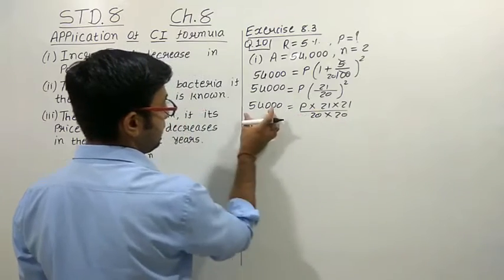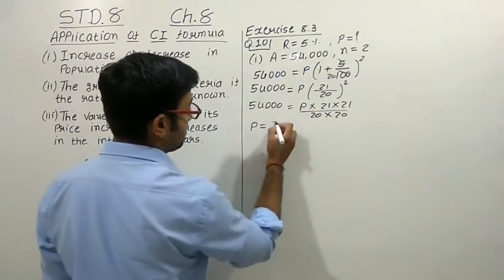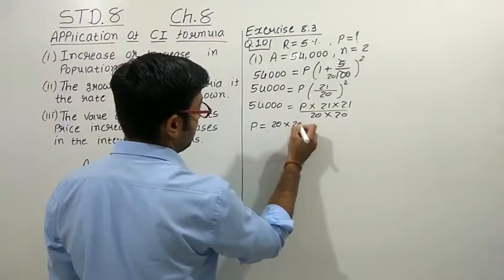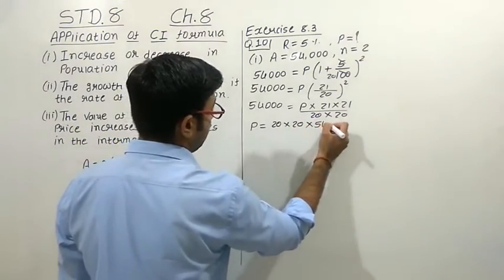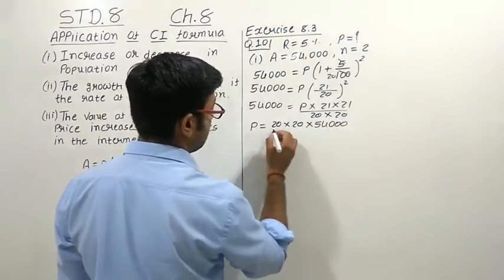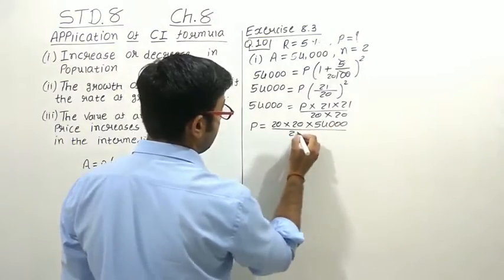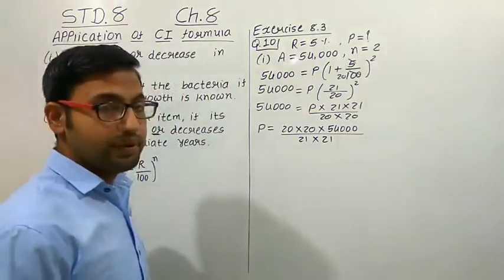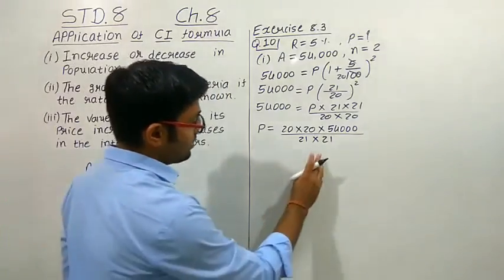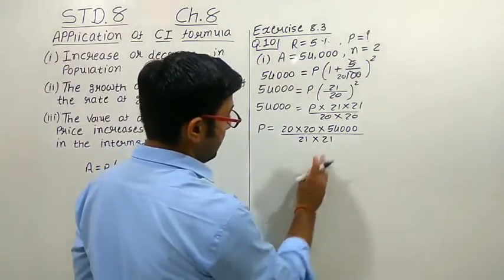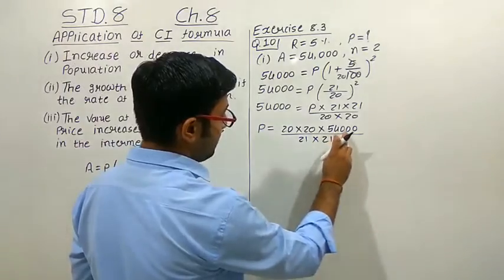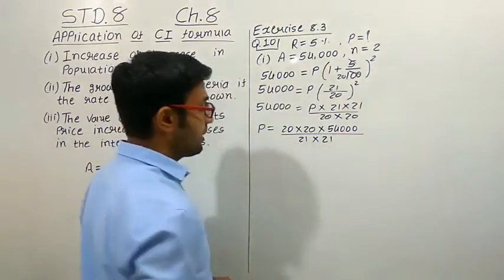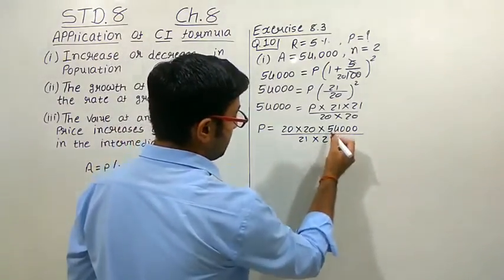So this 20 and 20 will multiply with the 54,000. So 20 into 20 into 54,000 upon 21 into 21. Okay, so let us simplify this. We can cut with the common factor 3, as 21 is divisible by 3 and 54,000 is also divisible by 3. So we can cut it with 3.